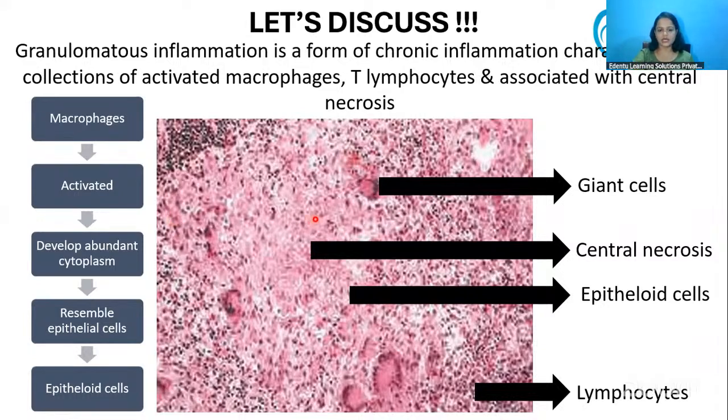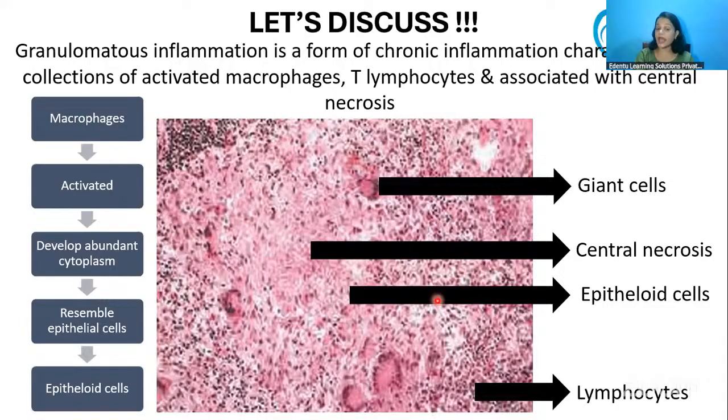This is a histopathological picture of chronic inflammation, of a granuloma particularly. You will see such large pink colored structures with dots at the periphery. Yes, these are the giant cells, with lots of nuclei. In the central area, you'll see necrosed areas. Near the necrosed areas, you'll see cells with lots of cytoplasm which resemble epithelial cells. They are called the epithelioid cells.